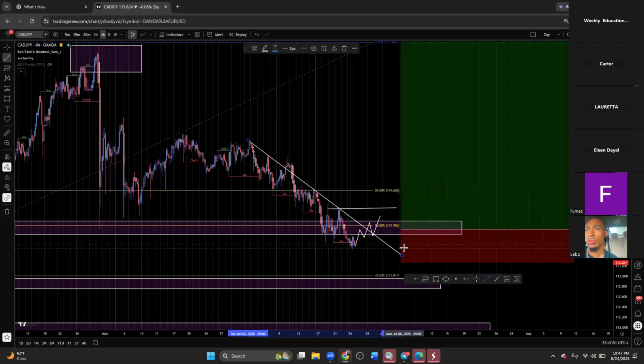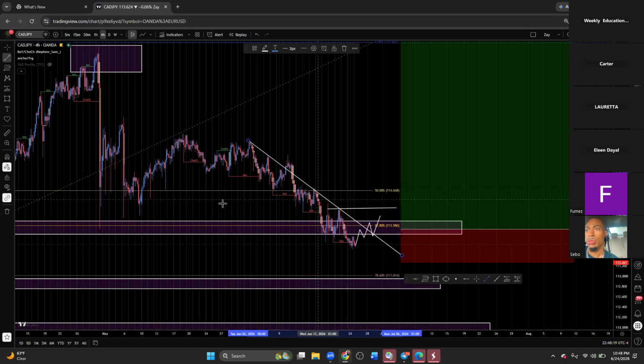So again, all we're waiting on is a break or a change of character. I want you to understand something. A break of structure is when the trend continues. If you're in a downtrend and the market continues to break lows, that's what you call a break of structure. But when you're in a downtrend and the market breaks a lower high, that's what you're going to see as a change of character. I want y'all to understand that.